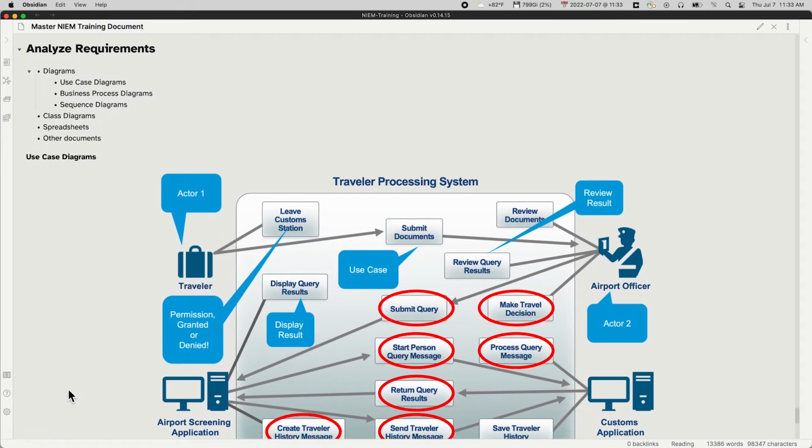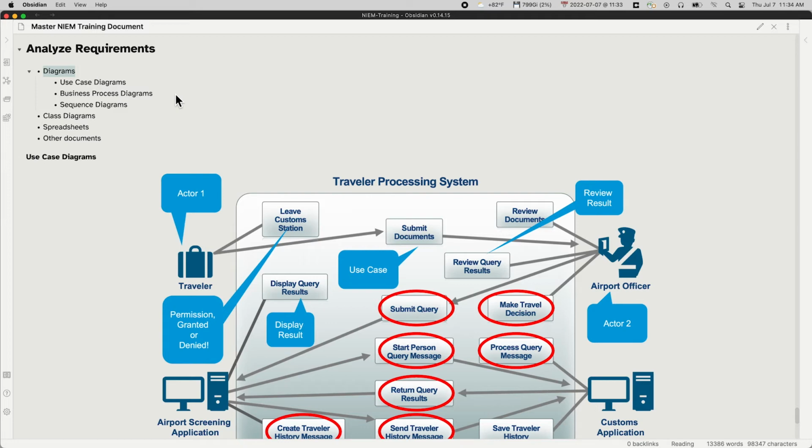So analyzing requirements is all about diagrams, typically. Not just, but typically diagrams. UML diagrams are often used. Now I'm going to show you a number of potential UML diagrams. Most of these aren't used a lot, but people do use them. So it's just a quick overview of some of them, and then we'll get into a little more detail on class diagrams, which is really what you typically use in NIEM work.